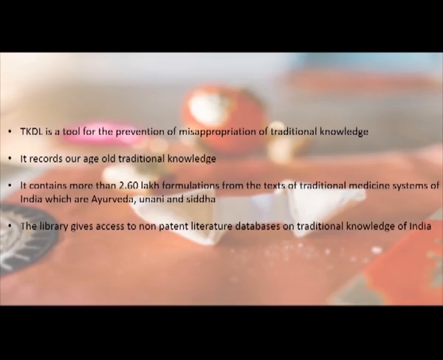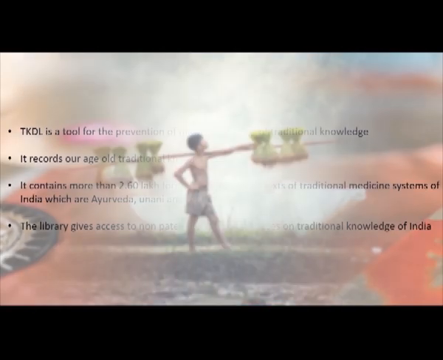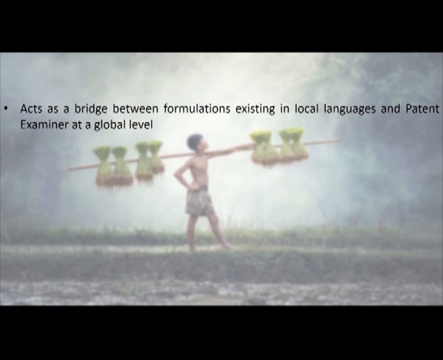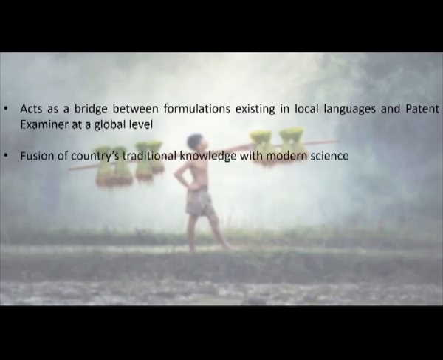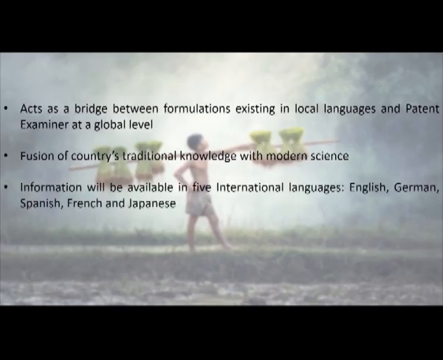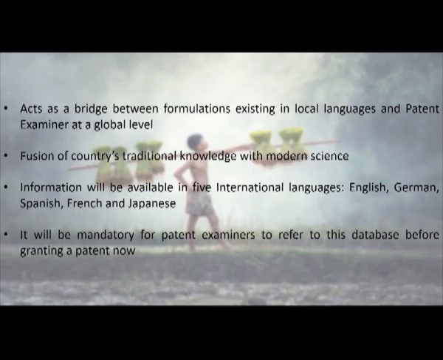So we see the TKDL is a documentation form of the traditional knowledge. Further, it acts as a bridge between the formulations which are existing in local languages and patent examiners at a global level. It is also a fusion of the country's traditional knowledge with modern science, and the information is available in 5 international languages, which include English, German, Spanish, French and Japanese. It is also mandatory for patent examiners to refer to this database before granting a patent. So, though it is in a documented form, it is protecting the traditional knowledge from being misappropriated or used by R&D companies.